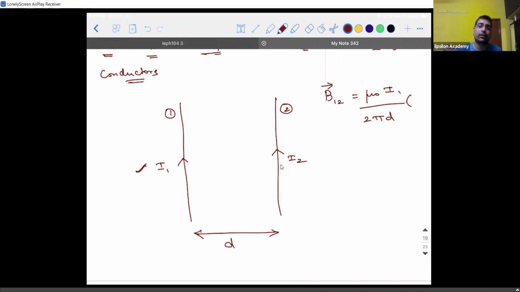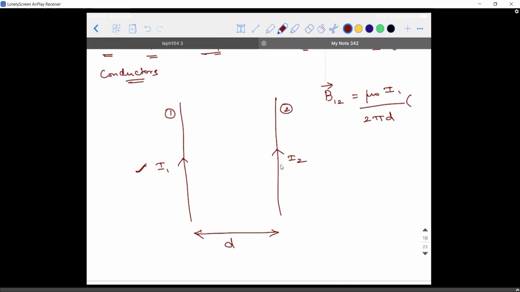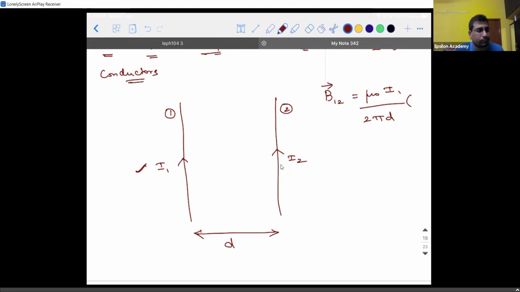What is the direction of magnetic field due to I1 at point 2, or near the conductor 2? K cap, sir. So J cap then. Apply right hand thumb rule. Don't guess.